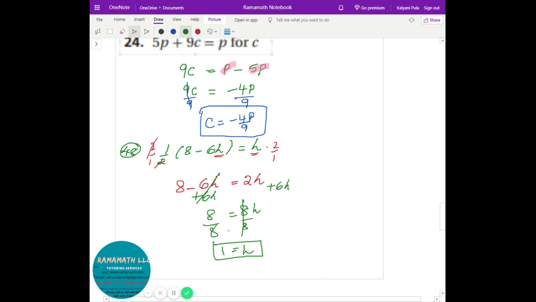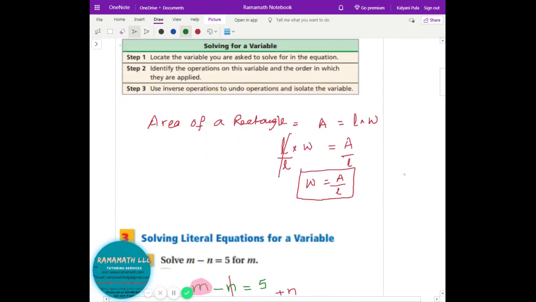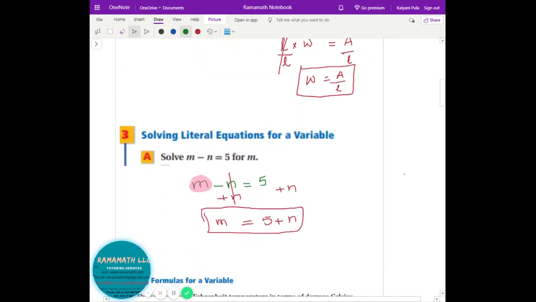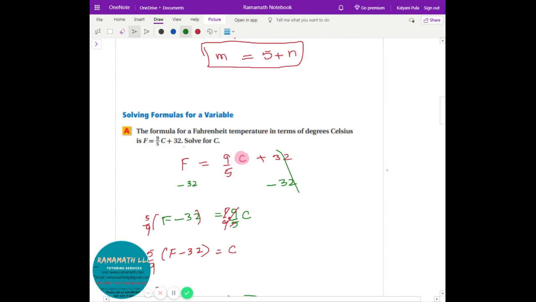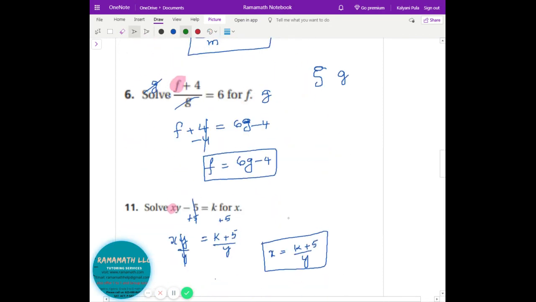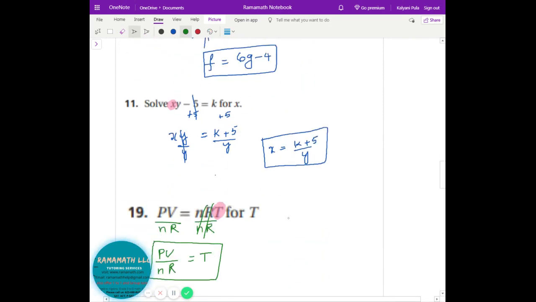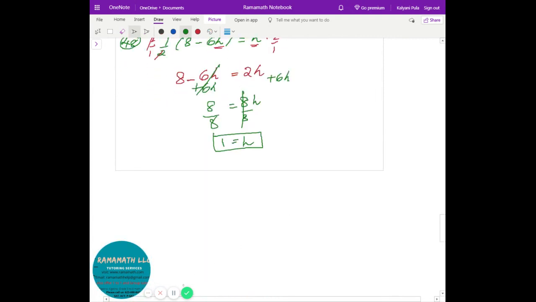See that? When you solve for the variables, they give you different types of questions. They ask you for a particular variable, then you have to solve it for this. All you have to use is all the mathematical procedures you can use here. If it is positive, you do the opposite. If it's negative, it's opposite. Everything is opposite, and then apply it and isolate the variable. Once the variable is there alone, then you're done pretty much. Okay.